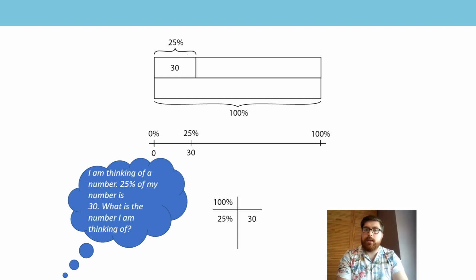Now this time I'm thinking of a number. 25% of my number is 30. What's the number I'm thinking of? So can you use anything from the previous slide to help you? Pause the video and we'll come back when you've got an answer. Okay, do you think you've done all right? Let's have a look then.